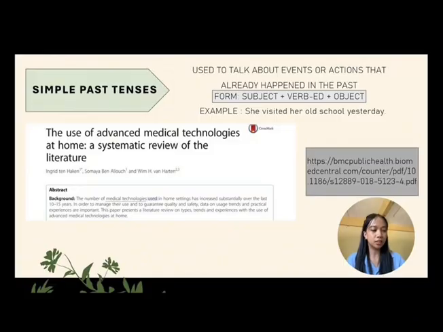And this is the article that I found that had some simple past tense in it. The number of medical technologies used in home settings has increased substantially over the last 10 to 15 years. And I got this article from BMC Public Health.